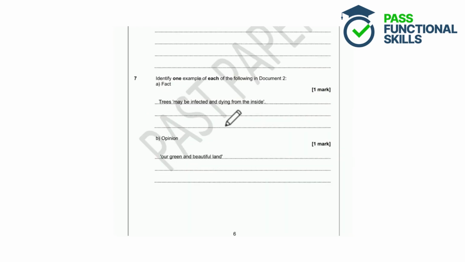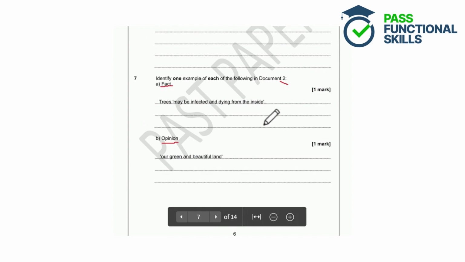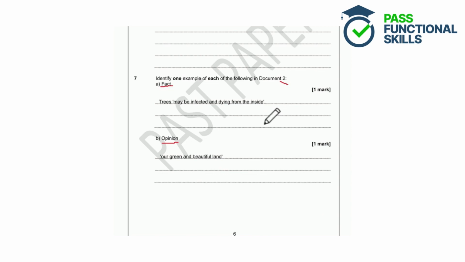Question 7, identify 1 example of each of the following in document 2. So A, a fact, and B, an opinion. So basically we need to identify 1 fact and 1 opinion in document 2. So remember, a fact is anything that can be proven. It's a non-negotiable, sometimes can be a statistic, or it can just simply be something that can be proven. An opinion is just that, someone's opinion, so something that can be argued the other way, and it can't be proven.